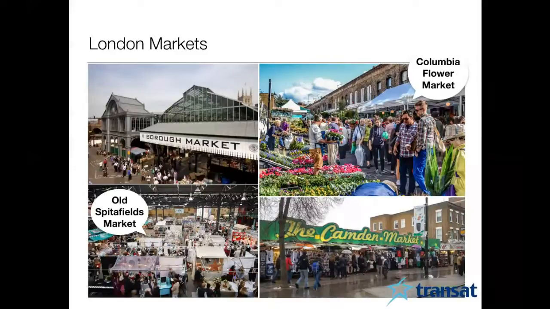The Old Spitalfields Market is a covered market which has been in the same spot for, I believe, 350 years. And the Columbia Road Flower Market is open on Sundays during the day, whatever the weather.